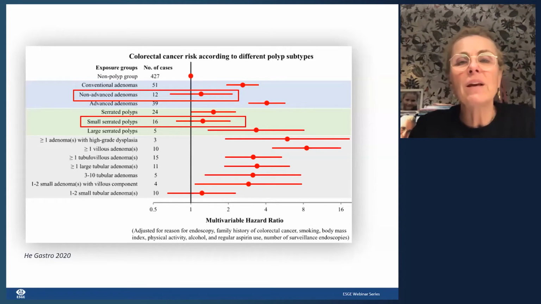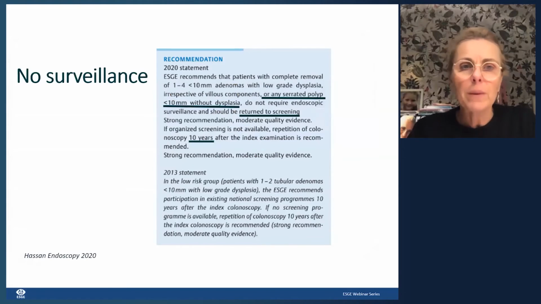can see, I think already at one easy glance in this scheme, that the hazard ratio of patients with non-advanced adenoma is the same as those with small serrated polyps. So indeed, those polyps smaller than 10 millimeters. So it seems very logical to put those in the same risk category. So no surveillance.